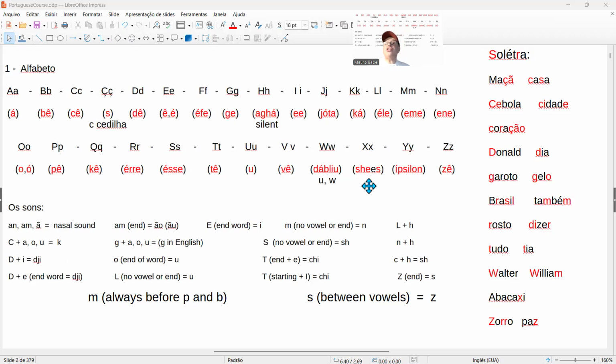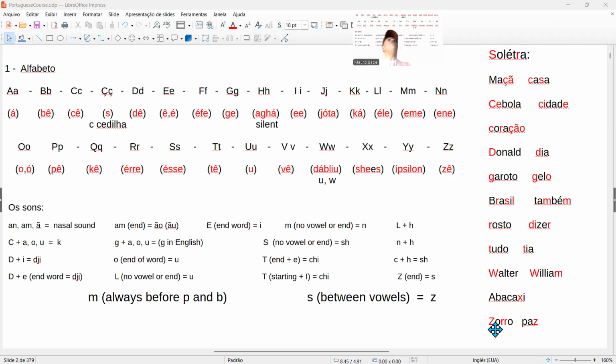Abacaxi. Of course, you're not going to say the whole sound of the letter X as sheesh. You have an extra I at the end of the word. So abacaxi. Vamos lá. De novo. One more time. What is the meaning of abacaxi? Pineapple.